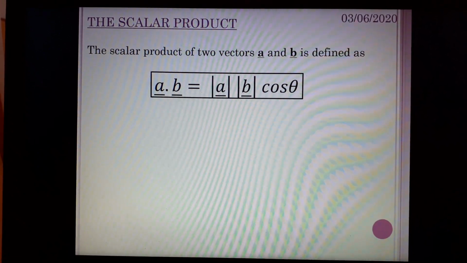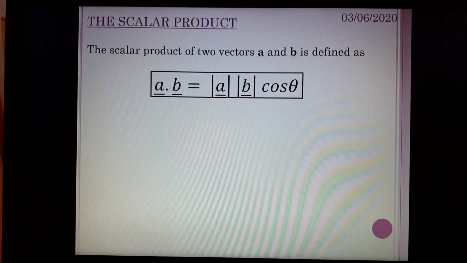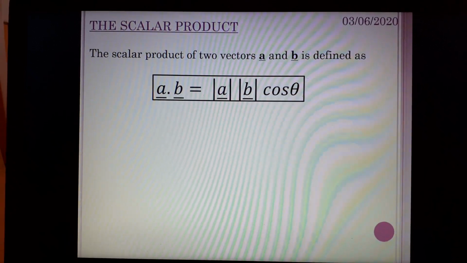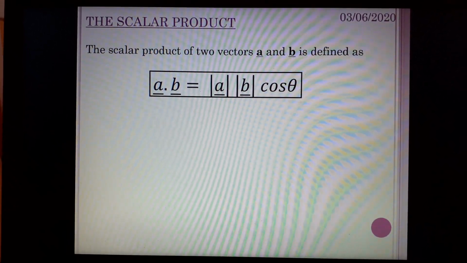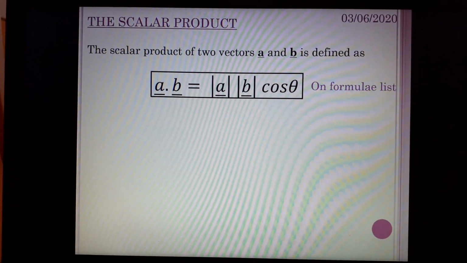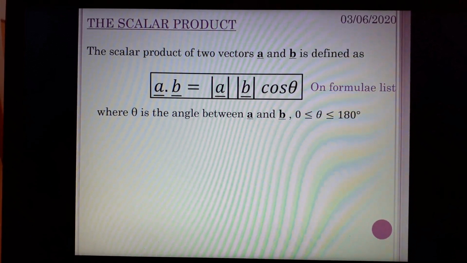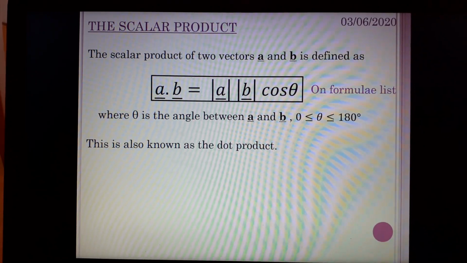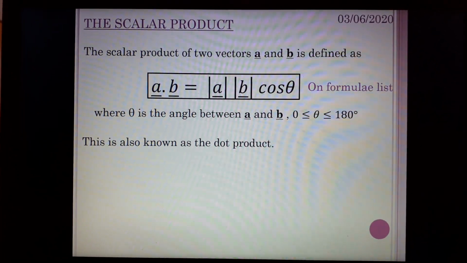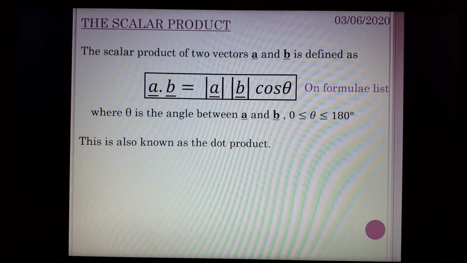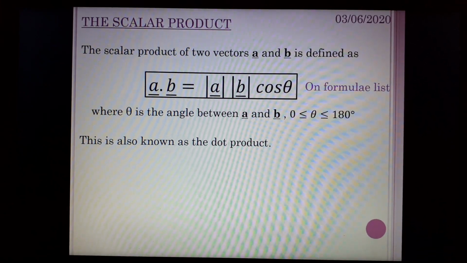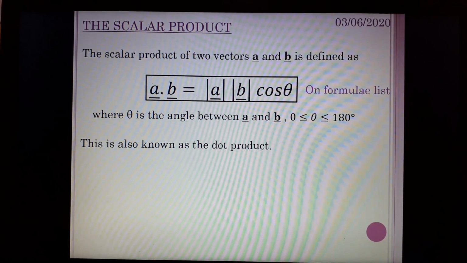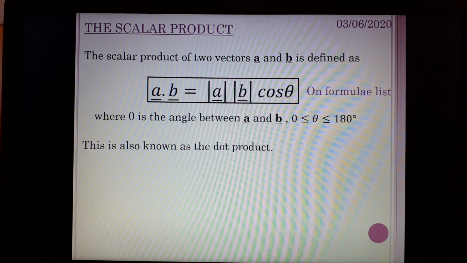So we multiply the magnitude of vector A and the magnitude of vector B together, and we multiply that by the cos of the angle. It's on the formula list. The angle is the angle between the two vectors A and B. We sometimes call this the dot product because we write it A dot B. The scalar product and the dot product are the same thing.